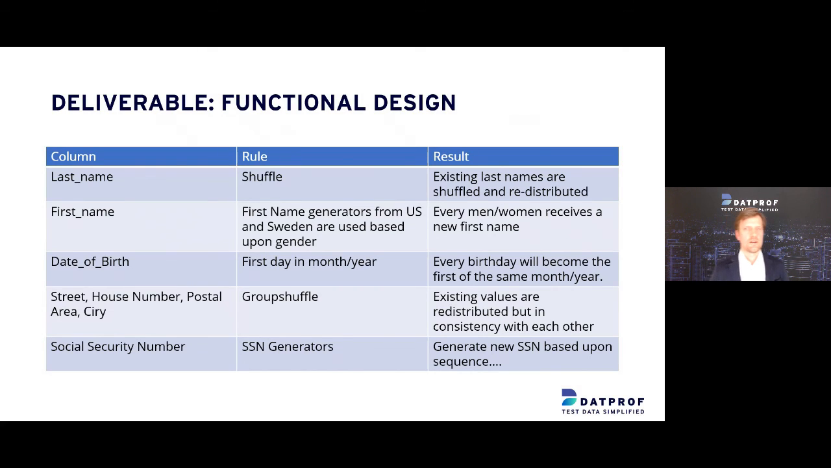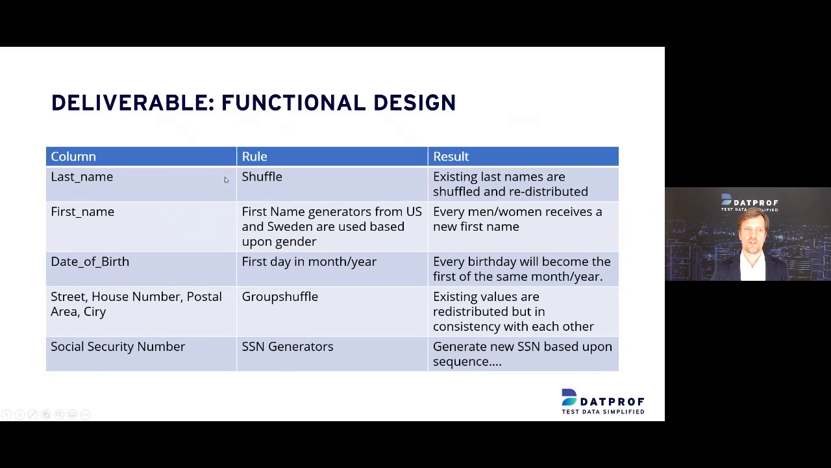In the end, this is how it should look. You will have a functional design. You have, for example, the last name. You will place a shuffle on top of them, or a synthetic test data rule, but you will create a list like this, and this can be a list of any sort. I just made an example, but you should create your own list. So in this case, I have a shuffle. We also have a synthetic test data generation rule on top of the first names, which will generate new first names from the US and Sweden, but also based upon gender. So if it's a woman, it gets a woman's first name, and if it's a man, it gets a first name of a man.